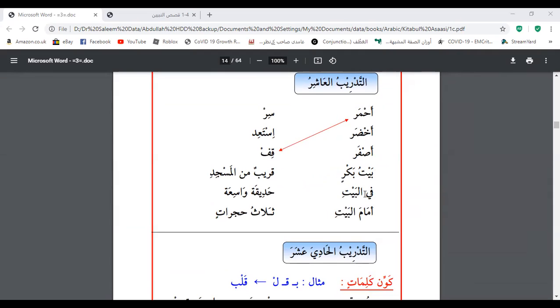في البيت جار مجرور. أمام البيت ظرف, and the ism after that. Combine them together. أحمر means قف. قف means stop. Red light says to stop.